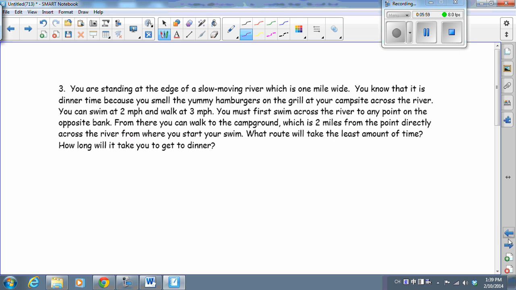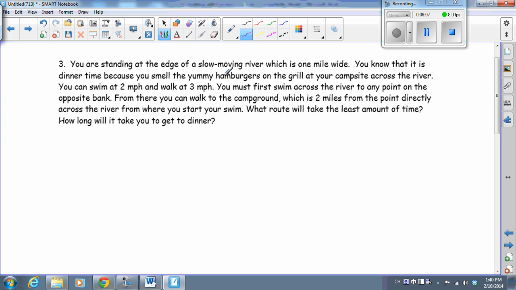Let's move on to the next problem. The next problem is a little long, not quite long, just a lot of words. You are standing at the edge of a shallow moving river, which is 1 mile wide. So if you're starting at the top, it's usually a right triangle here. I assume it's going to be something like this, but I'll keep reading. But I know that this is 1 mile. You know that it is dinner time because you smell the yummy hamburger on the grill at your campsite across the river. You can swim at 2 miles per hour and walk 3 miles per hour.